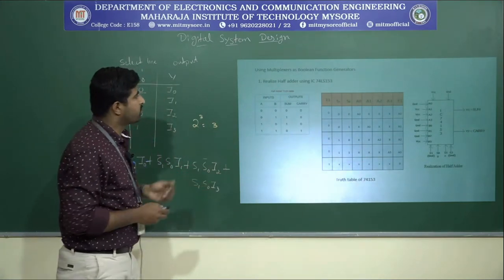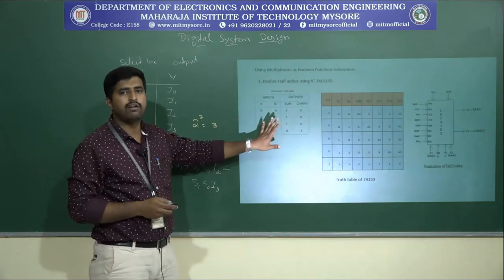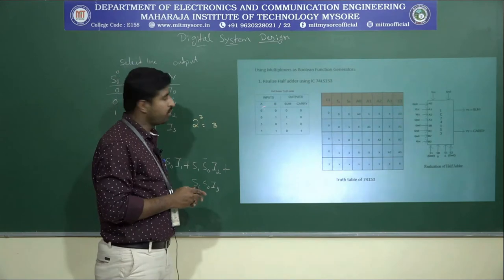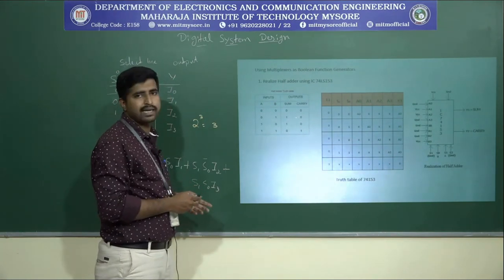We know the truth table of a half adder. This is the truth table of a half adder. The inputs are the two, A and B, and the outputs are the sum and the carry, right?